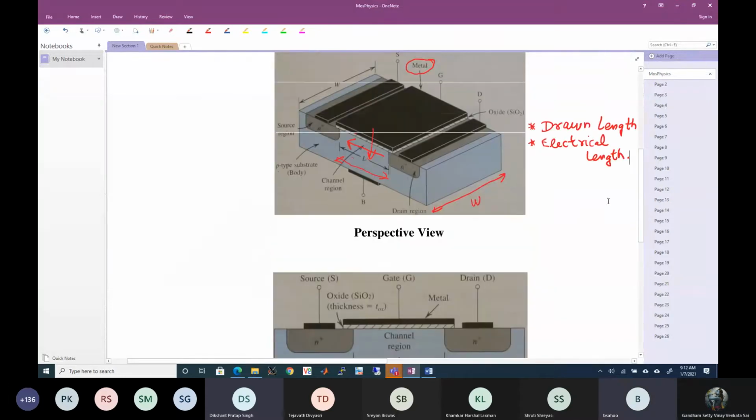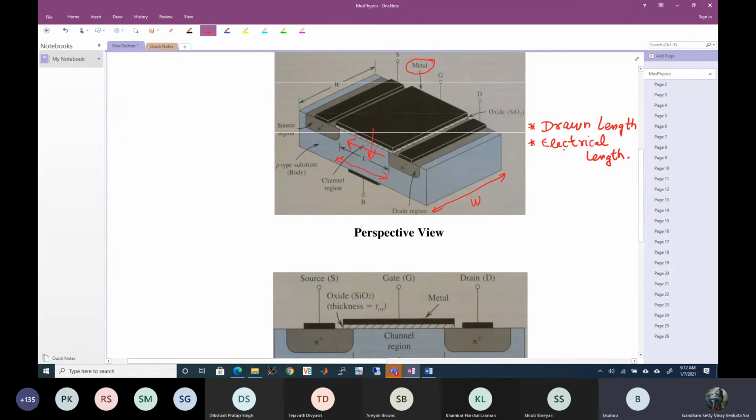Electrical length: drawn length is whatever you are doing in the fabrication. It is a physical distance between the source and the drain. Now, the electrical length is when I apply a certain drain voltage, then the actual length, we'll get into the details of what defines the length actually, where the carriers are. The actual length keeps on reducing, and that is due to a phenomenon called channel length modulation. So electrical length is different from the drawn length. Electrical length is due to the electrical parameters, that is the source and drain voltages.